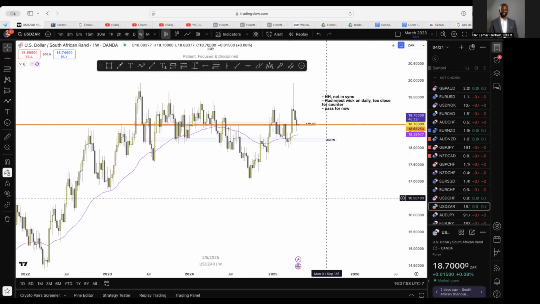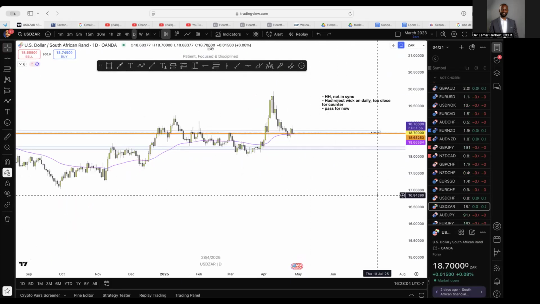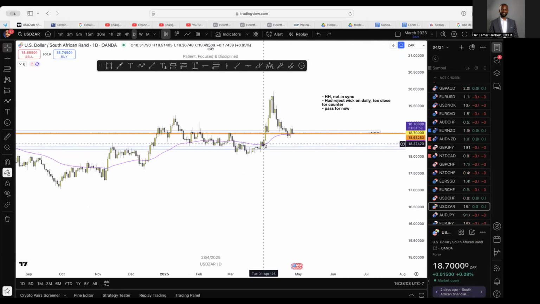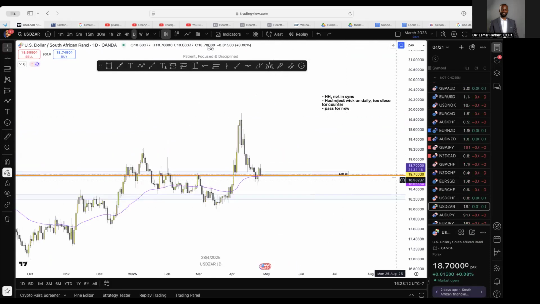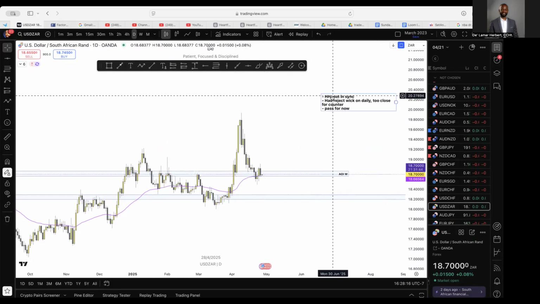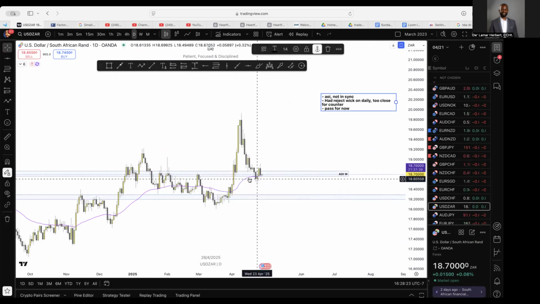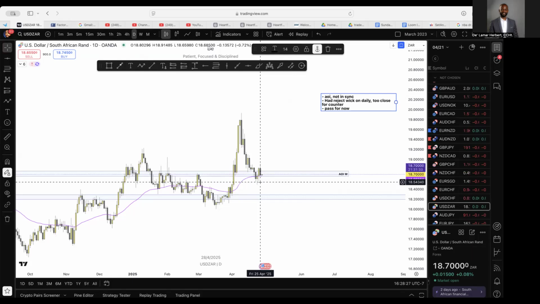USD ZAR weekly is bullish, daily is bearish. Is it bearish? No, I would think that it's in sync. I wouldn't count that as a structure shift. So let me take that back. Okay, and we're at this area of interest. I like that. So we're at this area of interest.